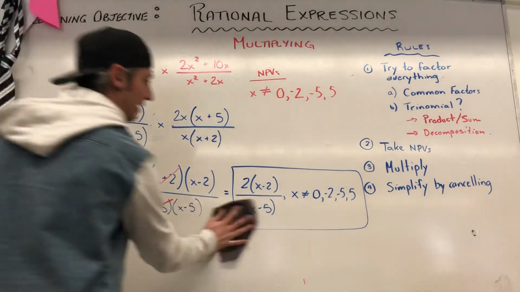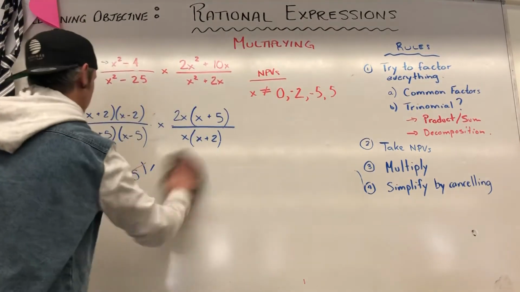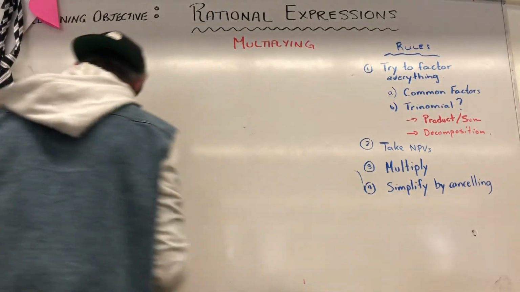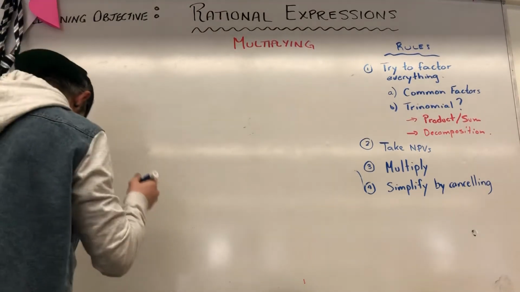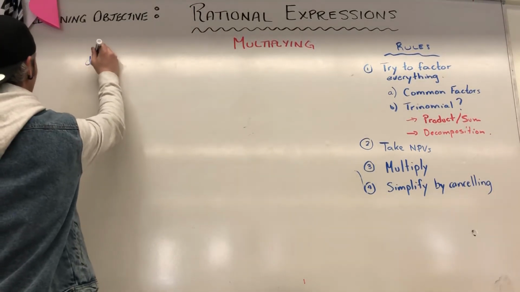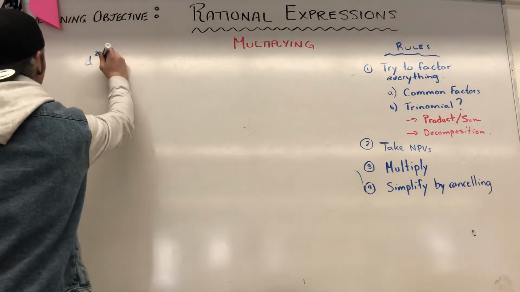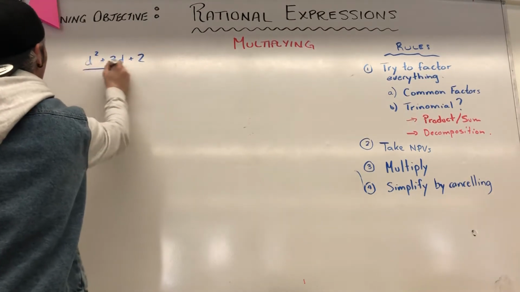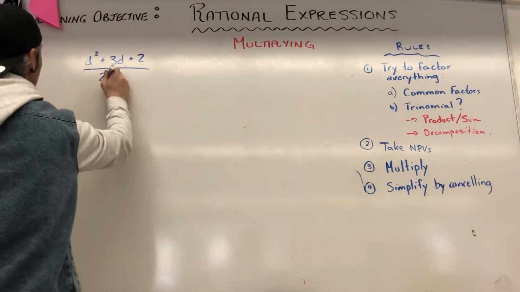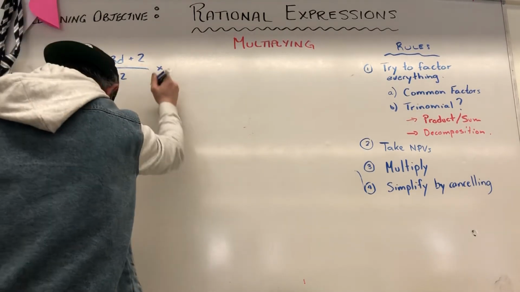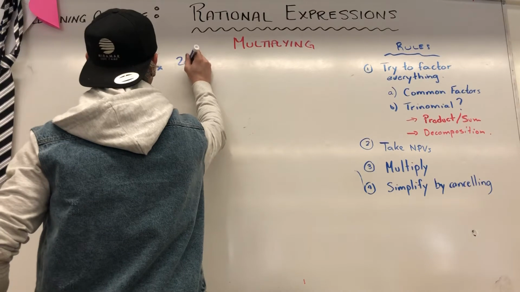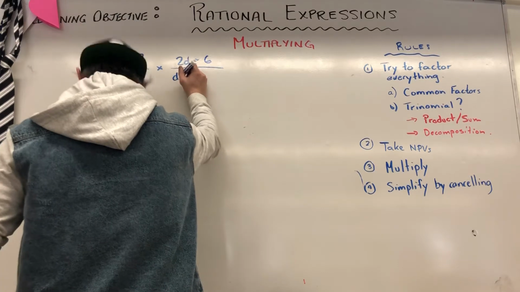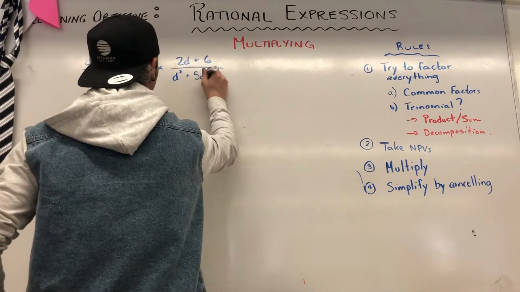So let's do a couple more examples, maybe slightly more difficult, and then we'll be done here. Okay, so let's try this guy. I've got d squared plus 3d plus 2 over 2d plus 2 times 2d plus 6 over d squared plus 5d plus 6.